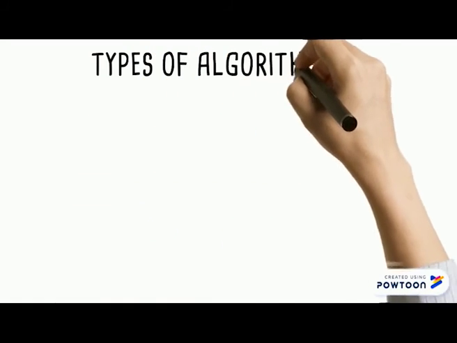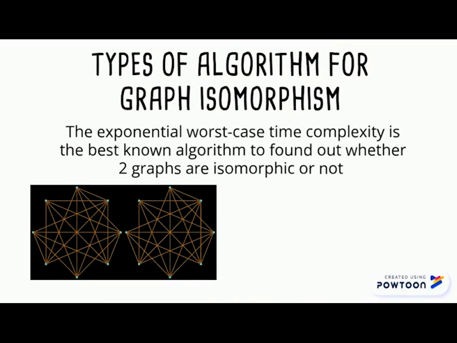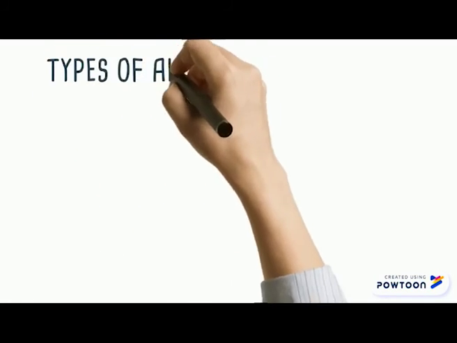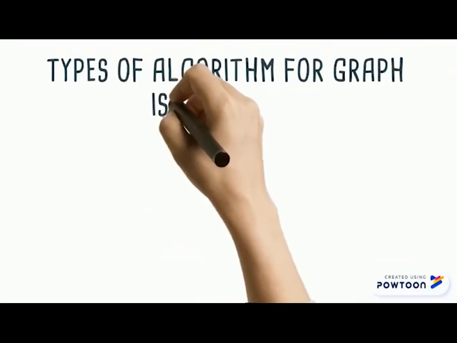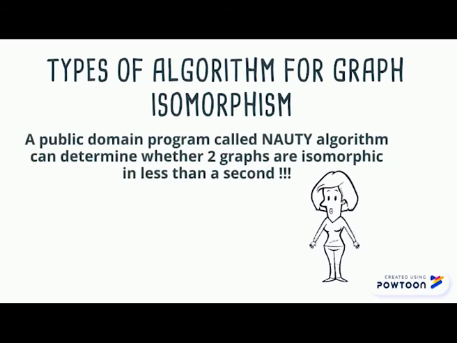Types of algorithms for graph isomorphism. The best known algorithm to find out whether two graphs are isomorphic or not has exponential worst-case time complexity. A public domain program called the NAUTY algorithm can determine whether two graphs are isomorphic in less than a second.